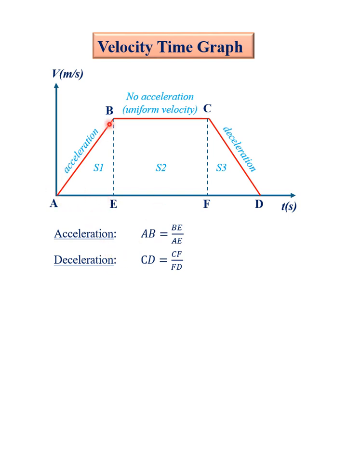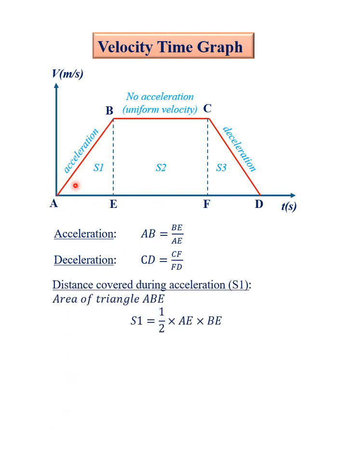Now for the first phase ABE, the area of the triangle equals the distance covered during acceleration. So distance covered during acceleration S1 is equal to the area of triangle ABE, and that is S1 equals half base times height. The base is AE and the height is BE.